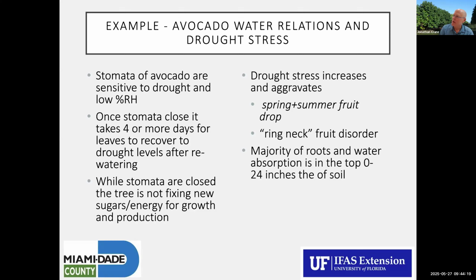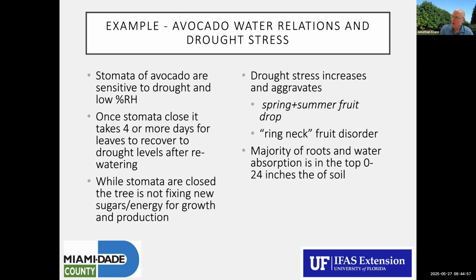Also, drought stress increases and aggravates spring and summer fruit drop. Most of you know that trees set fruit, and then they generally drop a lot of fruit during that fruit setting period. And then usually there's at least one, maybe more, other periods later on where they drop fruit. Well, if the trees are drought stressed, that's going to increase the amount of fruit that it drops. Also, with avocados, they can get a thing called ring neck, which is a fruit disorder. The fruit becomes distorted and more difficult to market because of this distortion, right?